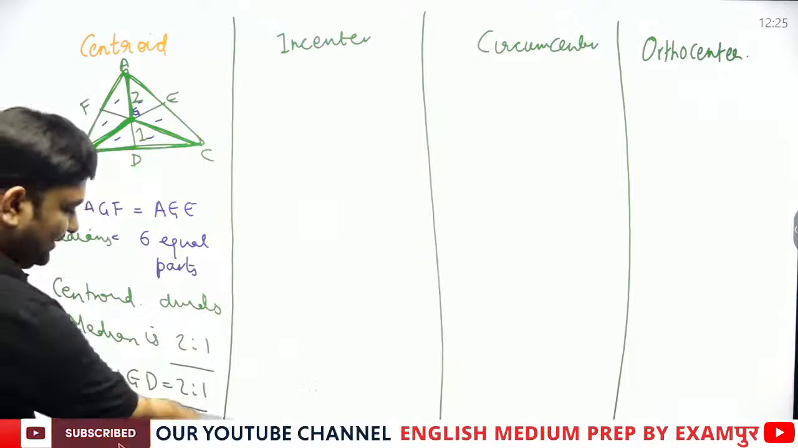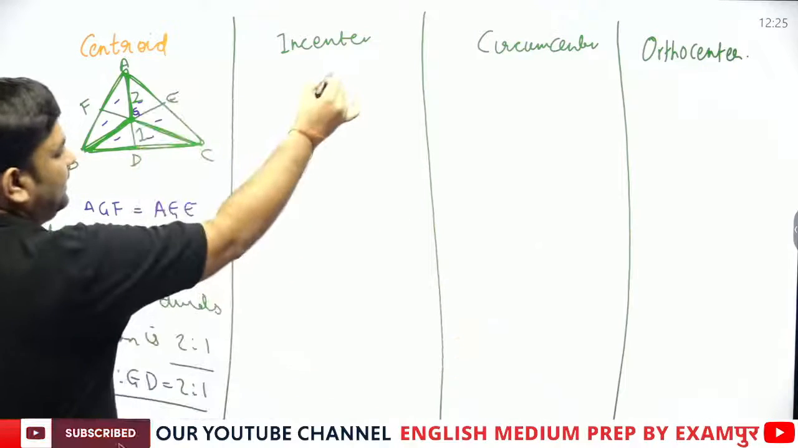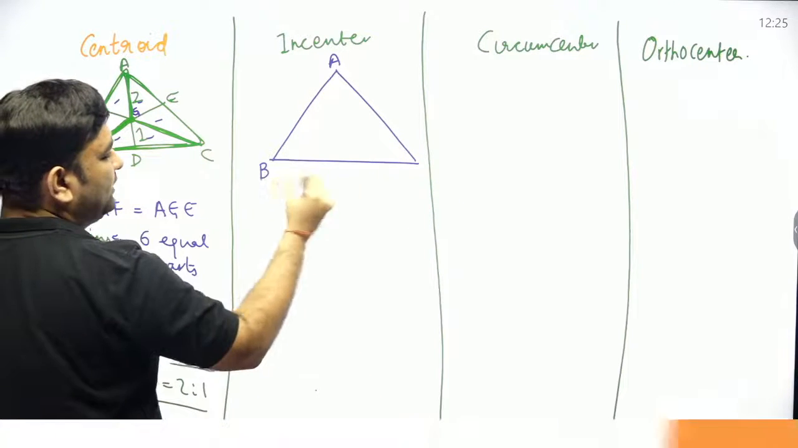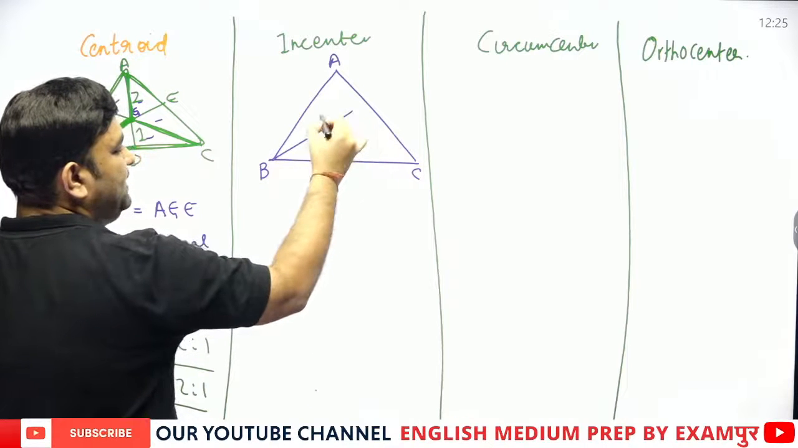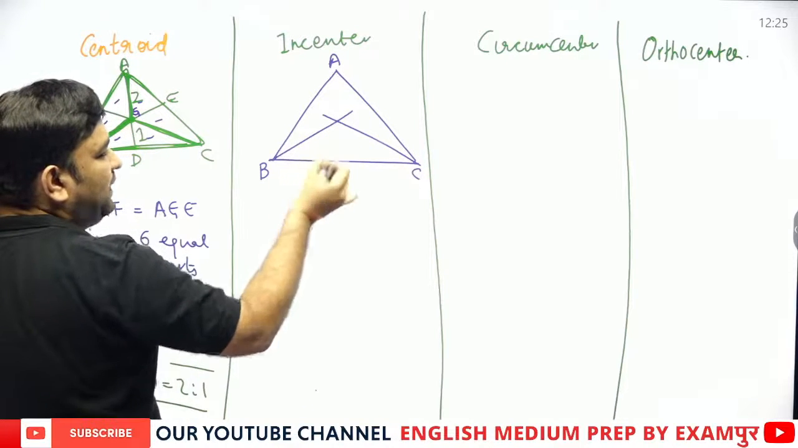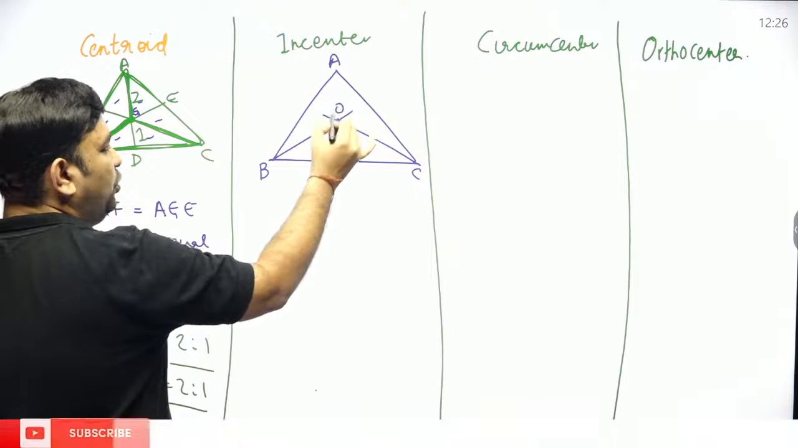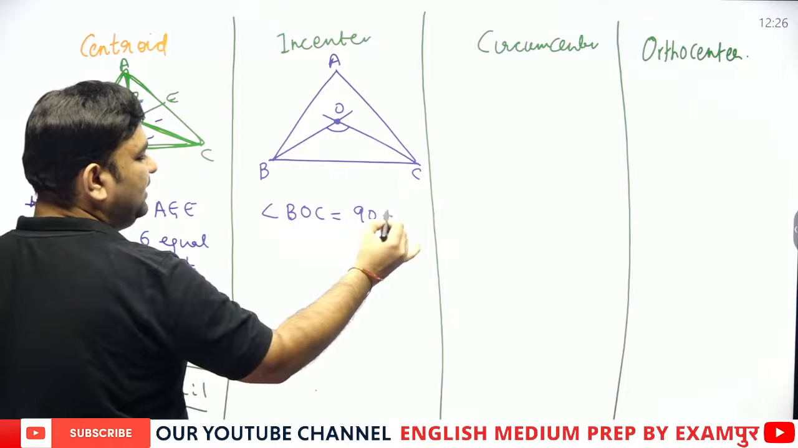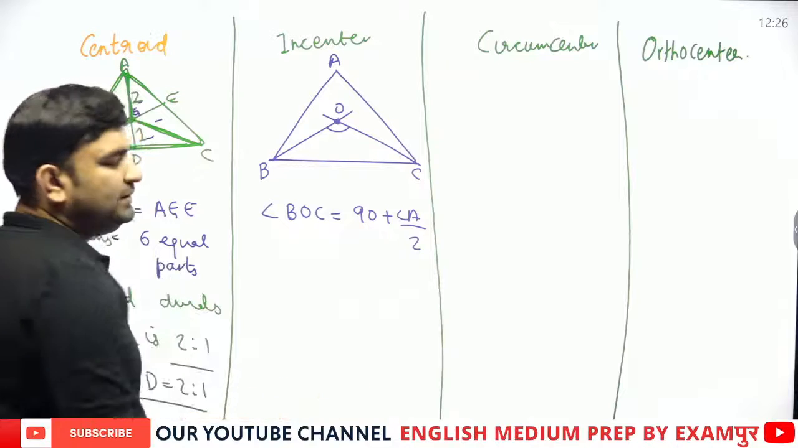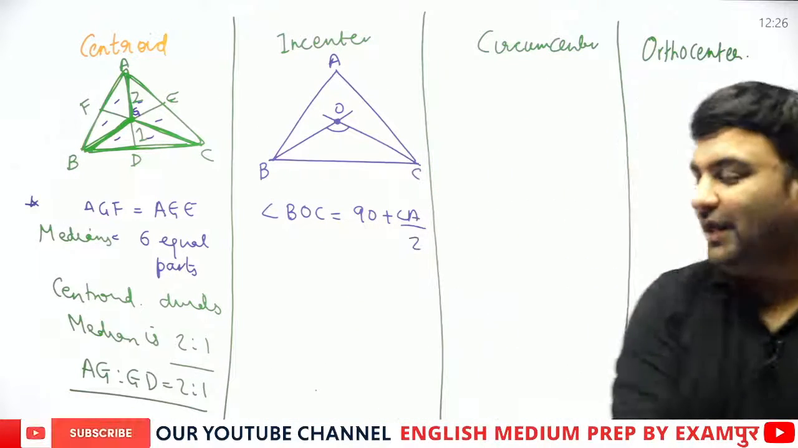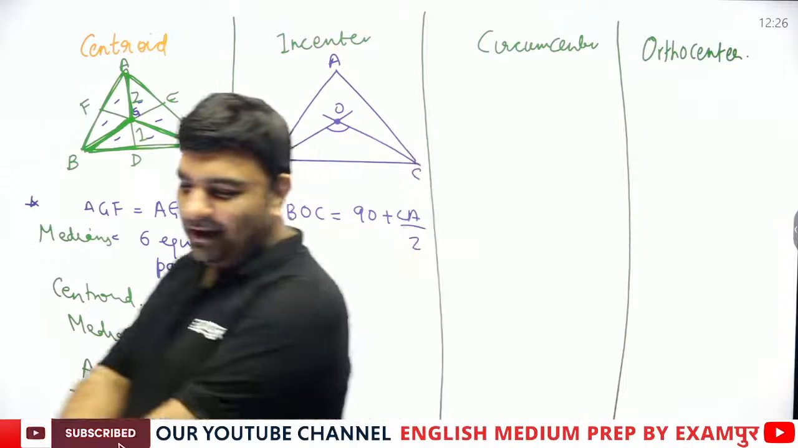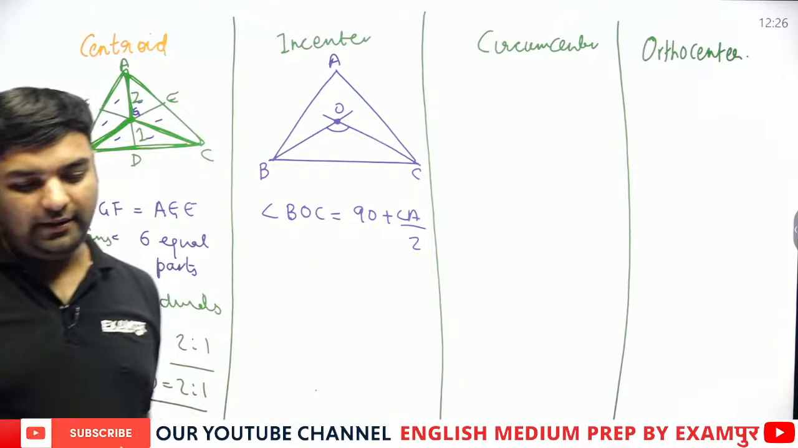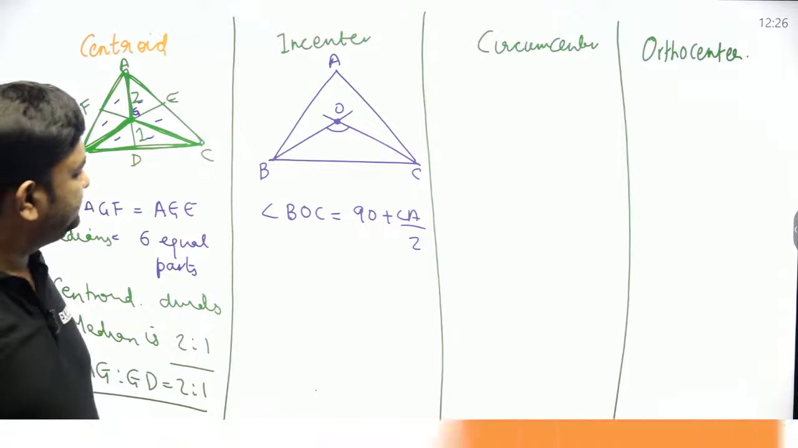Incenter. There are a lot of questions over this. If BE and CF are the angle bisectors and they are intersecting at point O, then angle BOC is 90 plus angle A by 2. Clear? This is incenter.